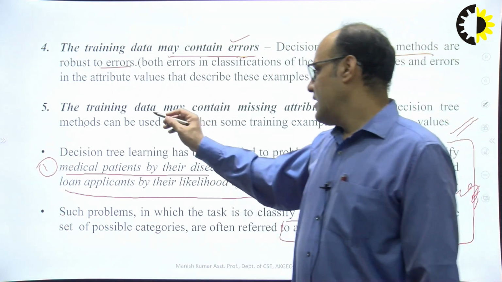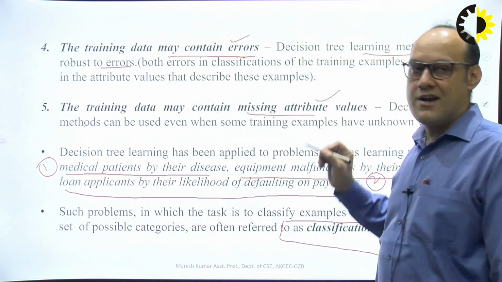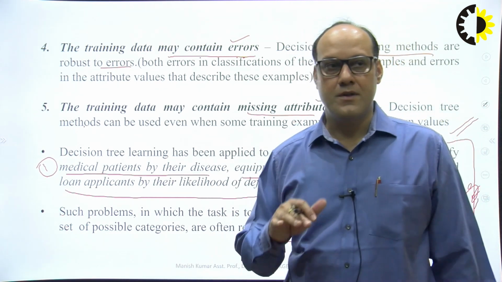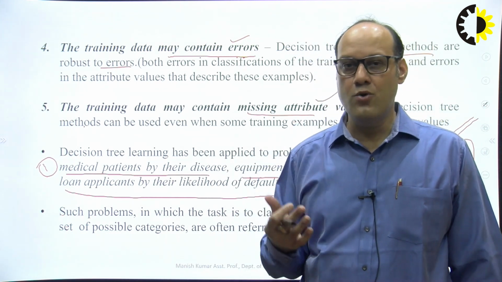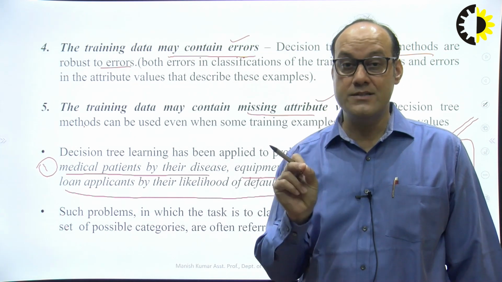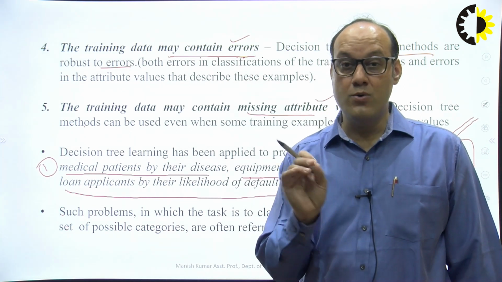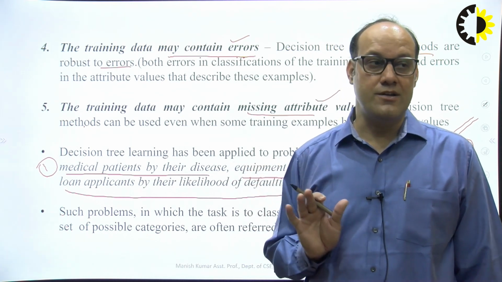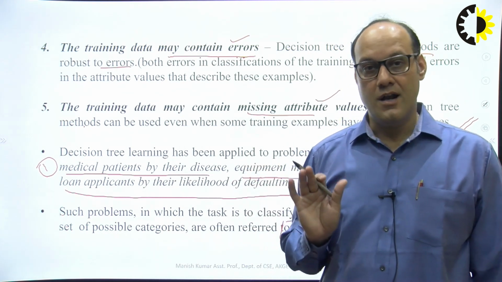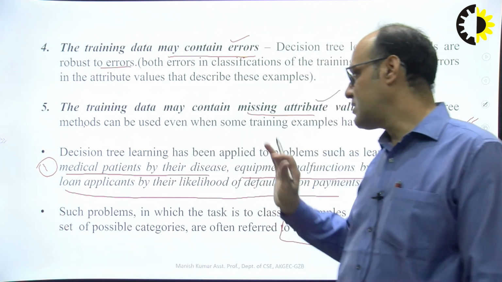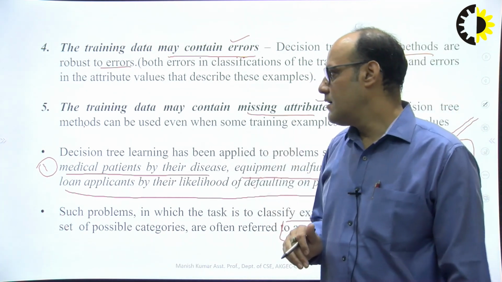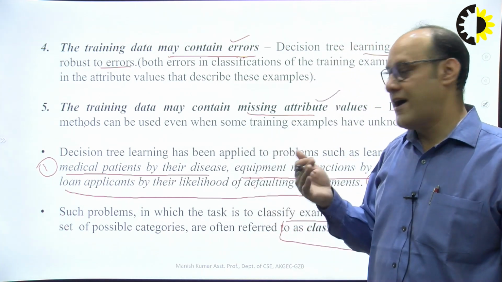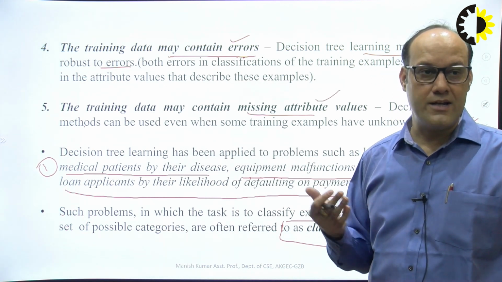Number five, the training data may contain missing attributes. If any attribute has a missing value, meaning the value is empty, then we can also represent it with the help of a decision tree. There I can use a decision tree learning representation. So these are the five problems where I can use this representation.